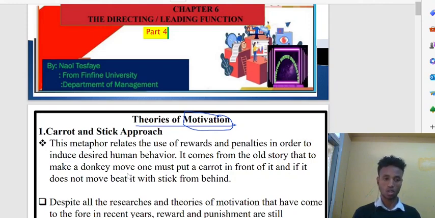The carrot and the stick theory of motivation is related to the use of reward and penalty. As its name implies, the carrot and the stick approach uses reward on one hand and penalty on the other. In this case, we use reward in a positive way and penalty in a negative way.